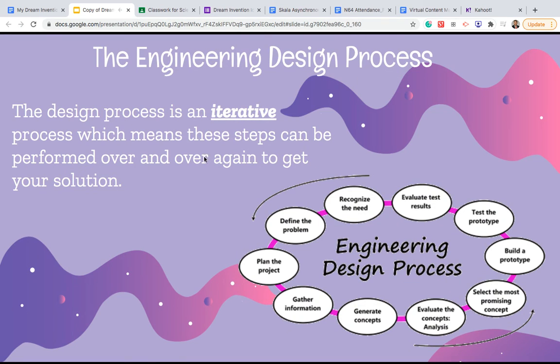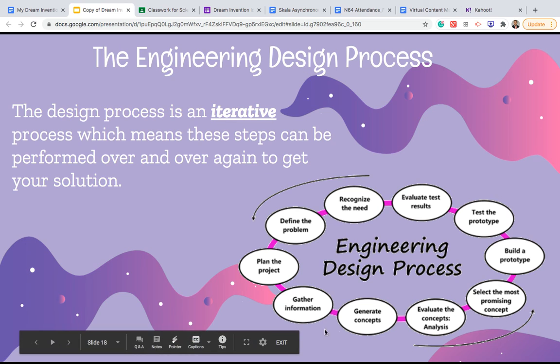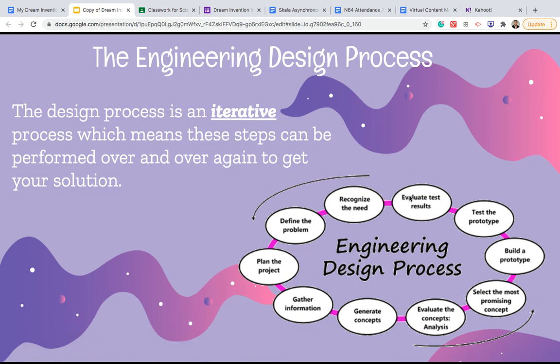So, the engineering and designing process. The design process is an iterative process, which means these steps can be performed over and over again to get to your solution. So, we start at recognizing the need, defining the problem, plan the project, gathering information, generate concepts, evaluate concepts, analyze, select the most promising concept, build prototype, test prototype, evaluate results.